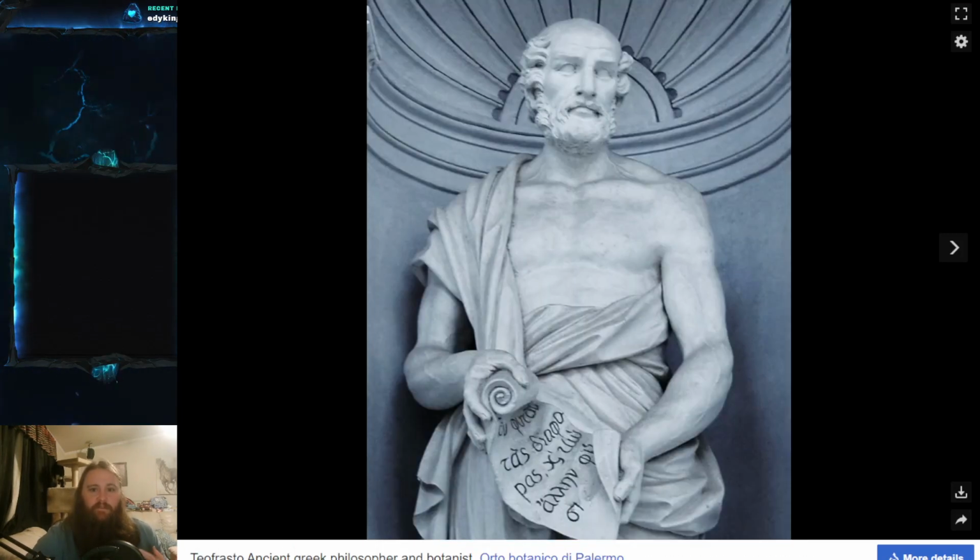His student, Theophrastus, was the one who did most of the work on plants. Aristotle probably did some work on plants, but Theophrastus is considered the father of botany. He did a lot of work with plants, and I believe he actually created the first botanical garden.